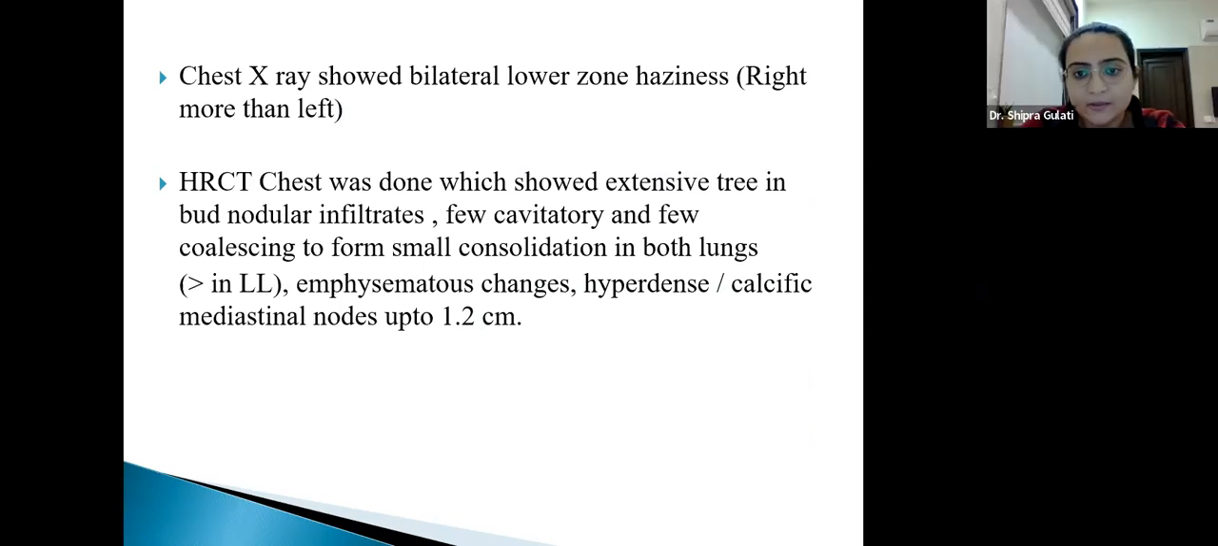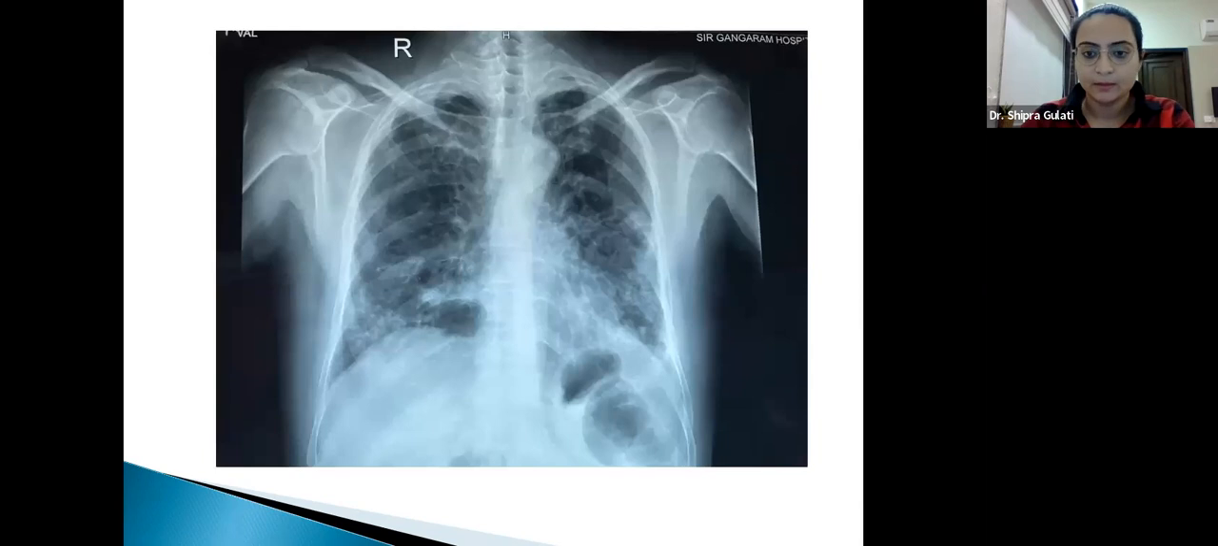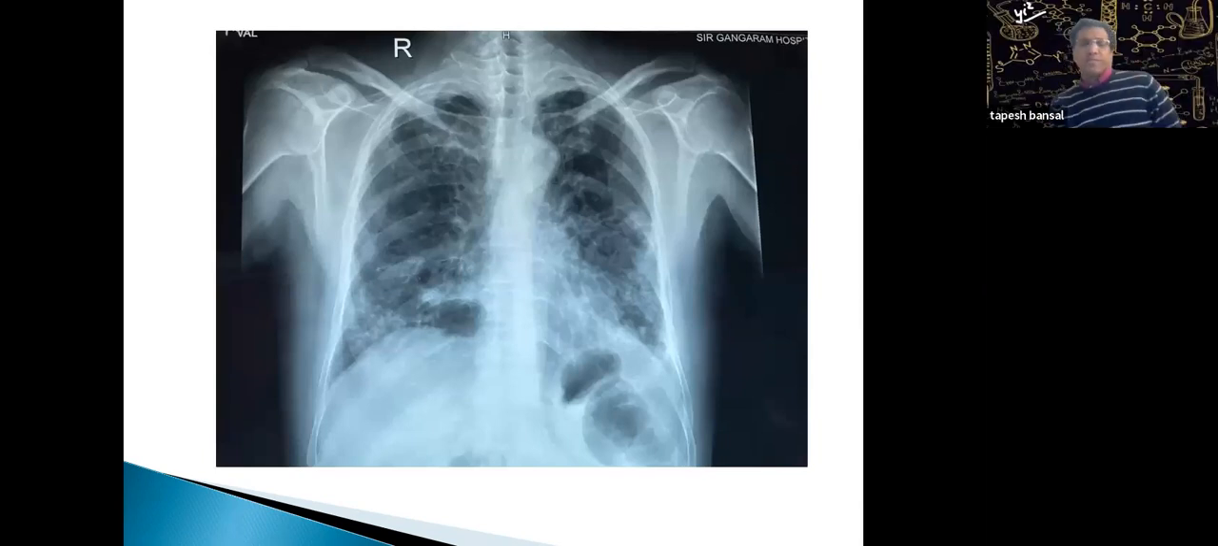The X-ray showed bilateral lower zone haziness, right more than left, and HRCT showed extensive tree-in-bud nodular infiltrates, few cavitatory and few coalescing to form small consolidation in both lungs, more in the lower lobes, emphysematous changes, along with hyperdense calcific mediastinal lymph nodes up to 1.2 centimeter. Right, ma'am. So let's move on.